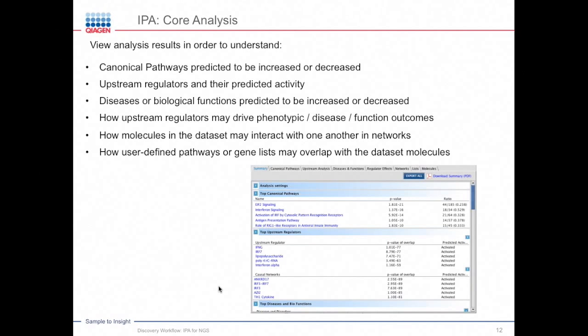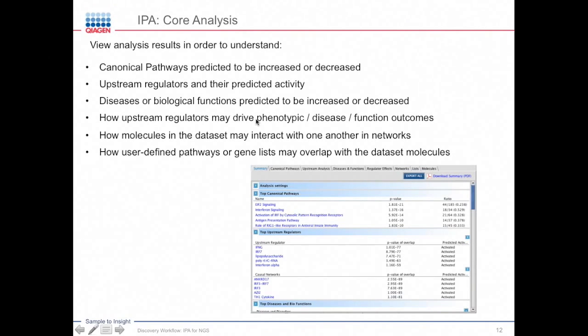So you run a core analysis, as we call it in IPA, and you get a set of results in tabs. They are the canonical pathway predictions: are they increased or decreased predictions for activation or inhibition of the pathway? What upstream regulators might be activated or inhibited to affect the expression changes that you see in the data set?